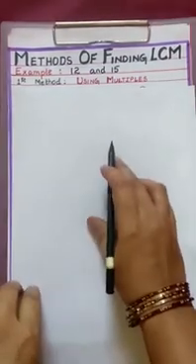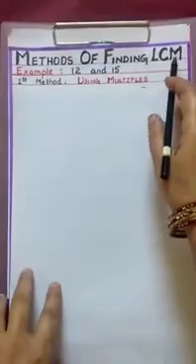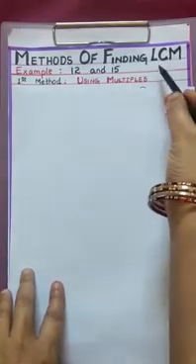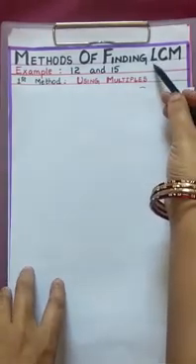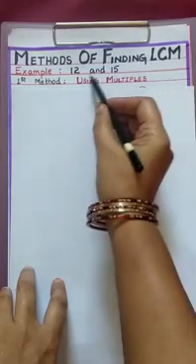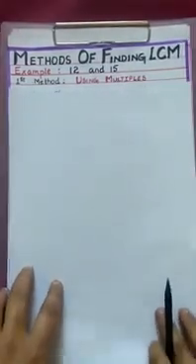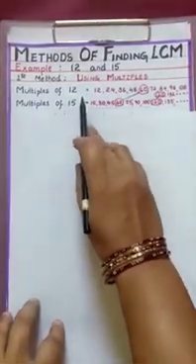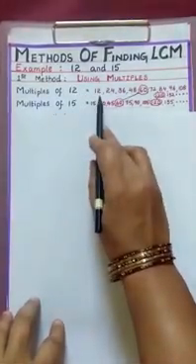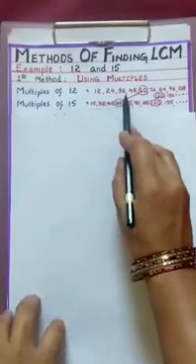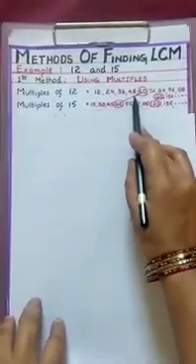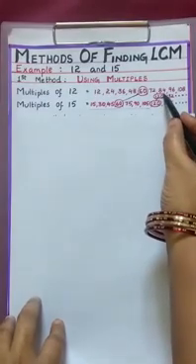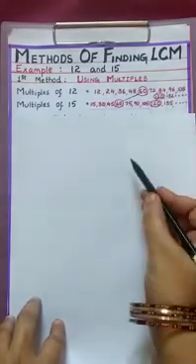So in this method, first we find multiples of the given numbers. Next we find the common multiples. From the common multiples, the least common multiple will be the LCM of the given two numbers. Now you see here, multiples of 12. 12 ones are 12, 12 twos are 24, 12 threes are 36, 12 fours are 48, 12 fives are 60, 12 sixes are 72, 12 sevens are 84, and so on.